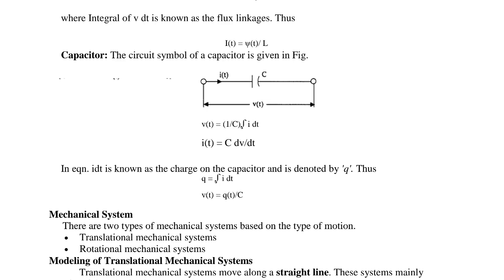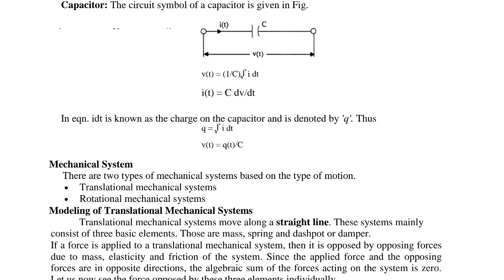Similarly for the capacitor, V is equal to 1 by C integral of I into dt, and I is equal to C into dV by dt. Here you will know the charge on the capacitor, which we can denote as Q. That Q is the integral of I into dt. If you replace this integral of I into dt in the above equation, we will have V is equal to Q of t divided by C.